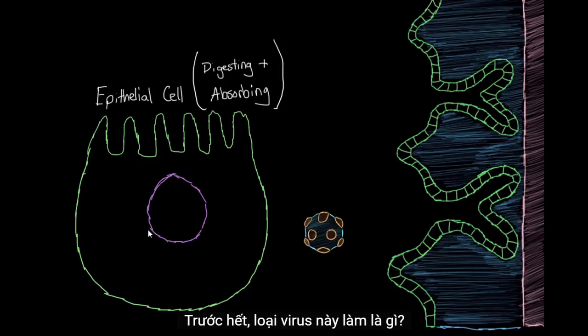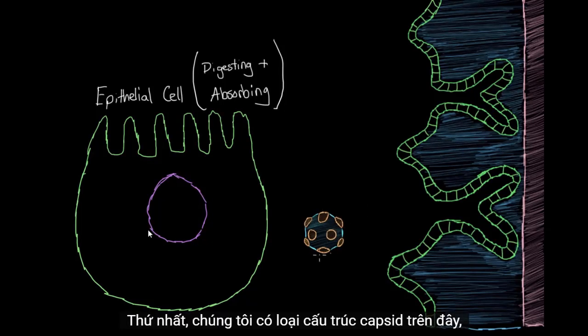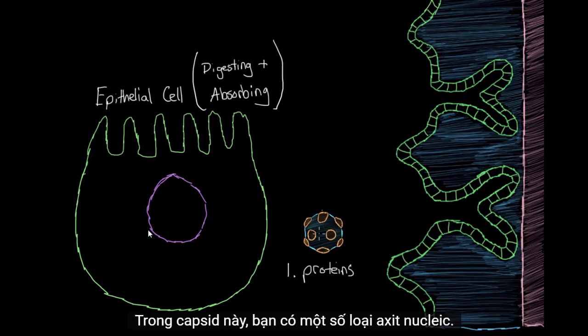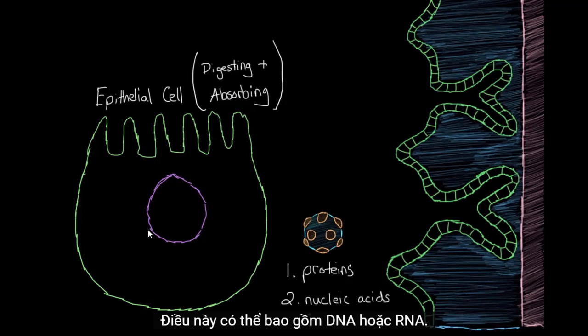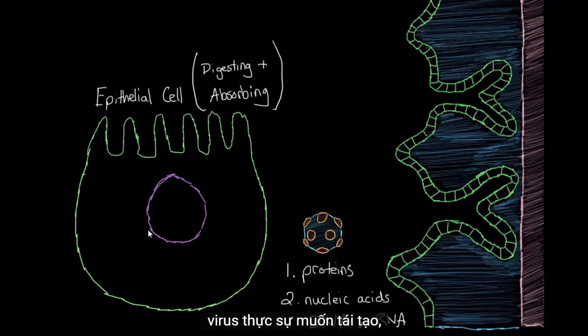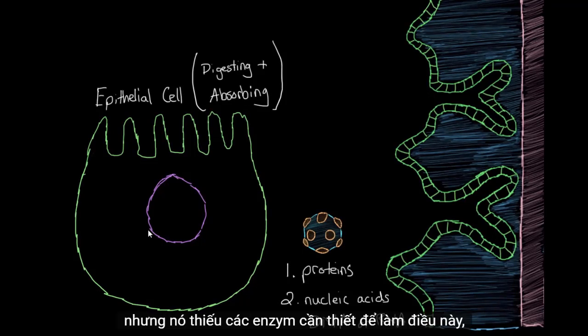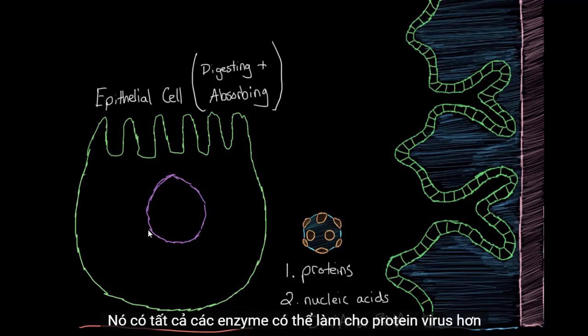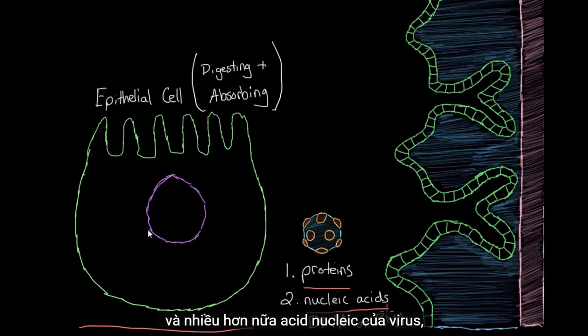First of all, what is this virus made of? Well, first you have this kind of capsid structure over here, and it's really just made out of proteins. And within this capsid, you have some kind of nucleic acids. This can include DNA or RNA. That virus really wants to replicate, but it lacks the enzymes necessary to do this. So how is it going to do that? Well, this cell has all of the machinery necessary to do just that. It has all the enzymes that can make more viral proteins and more viral nucleic acids.